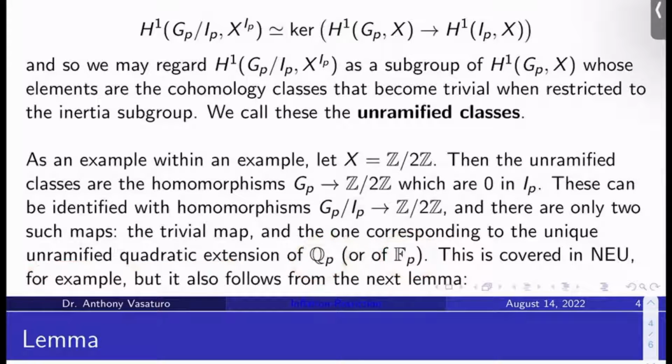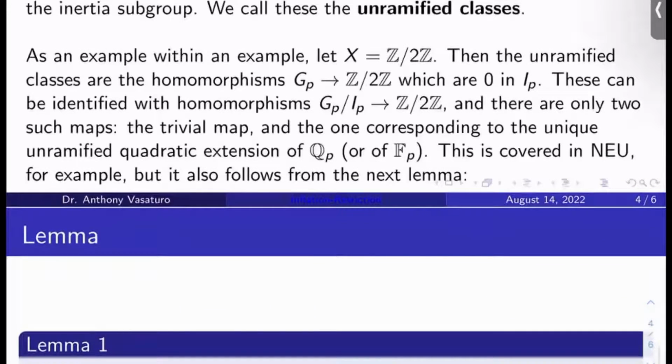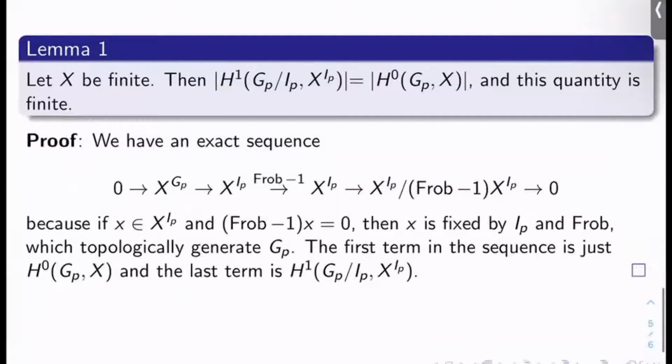This whole thing about these corresponding to field extensions, which we already talked about in a previous video, and also the fact that there's only a unique unramified quadratic extension of QP, is all covered in a standard number theory book like Neukirch or something, okay? Actually, part of this discussion follows from the next lemma, which I'll conclude with.